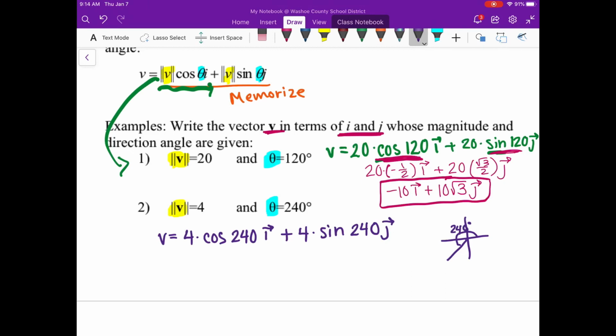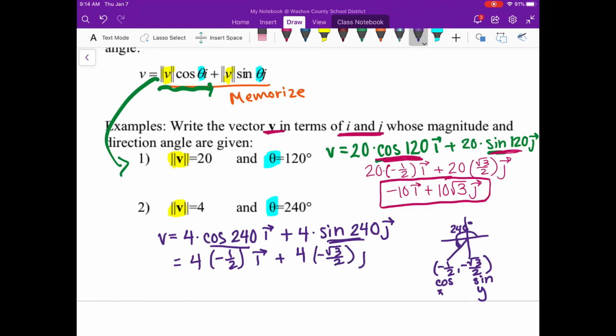So draw your picture if you need it. 240 would take me all the way over here. I know this is a 60-degree reference angle, so my point would be at negative 1/2, negative square root of 3 over 2. So this is my cosine value, and this is my sine value. Remember, x and y. So moving along, I'm going to replace cosine of 240 with a negative 1/2 here. And then the sine of 240, I'm replacing with the negative square root of 3 over 2.